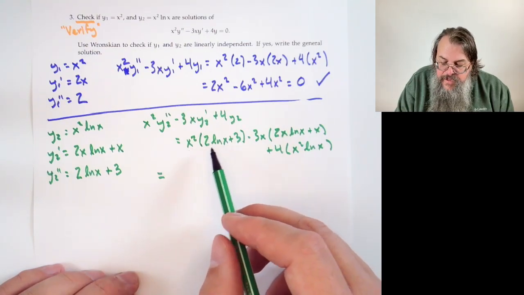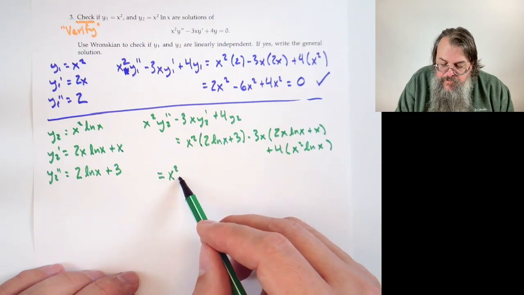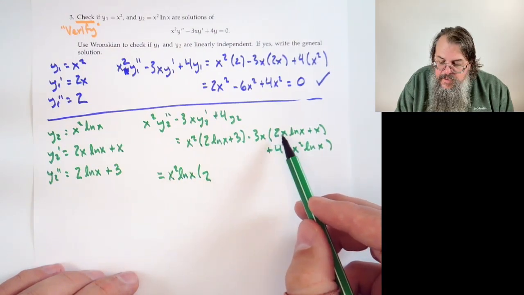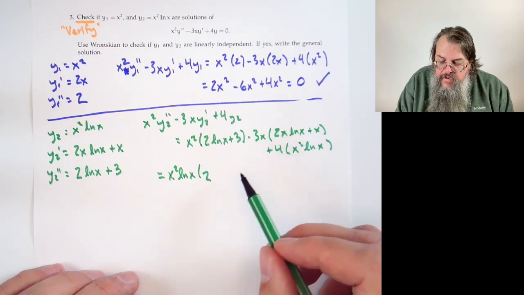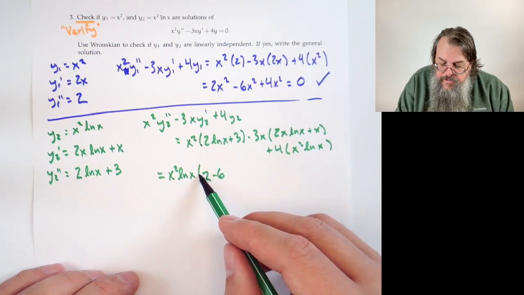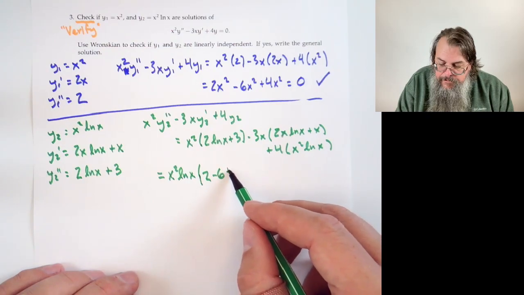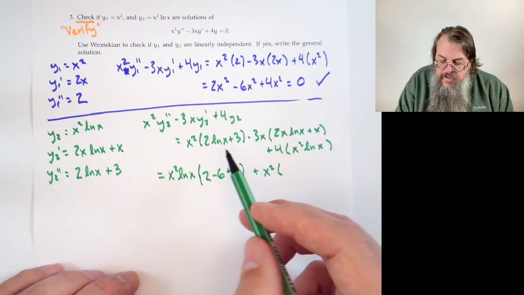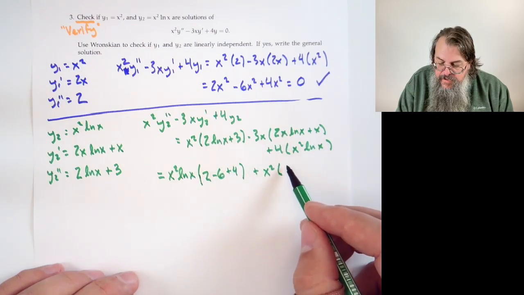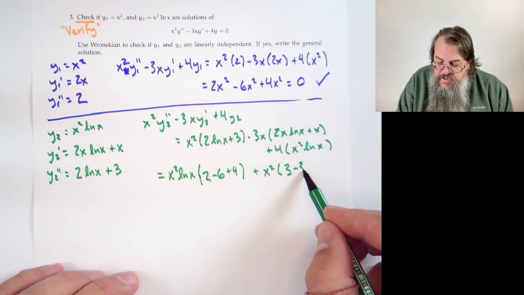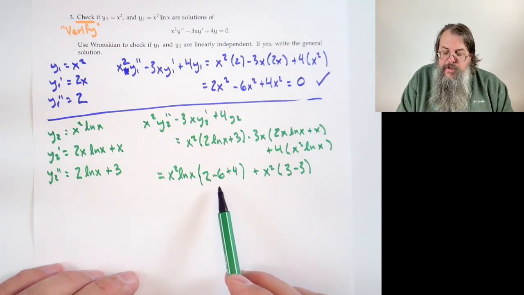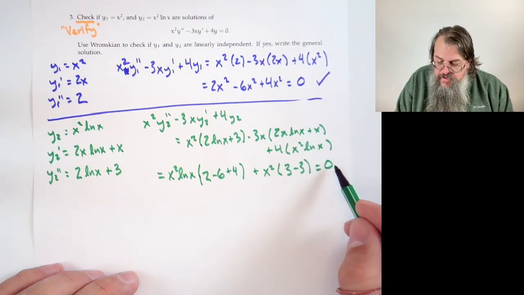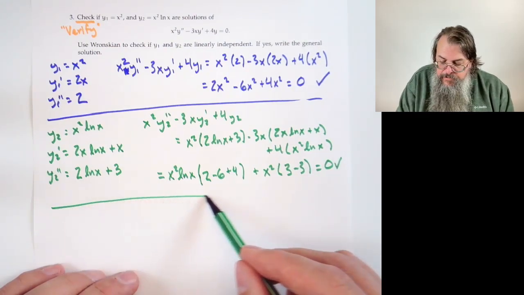Let's look at our functions. We have x squared log x. Let's gather. There's a 2 there. Here, we'll get minus 6. Here, we'll get plus 4. And then we have an x squared. And here, we have 3. And here we have minus 3. And we say, well, 2 minus 6 plus 4 equals 0. 3 minus 3 equals 0. 0, 0, 0. And life is good.